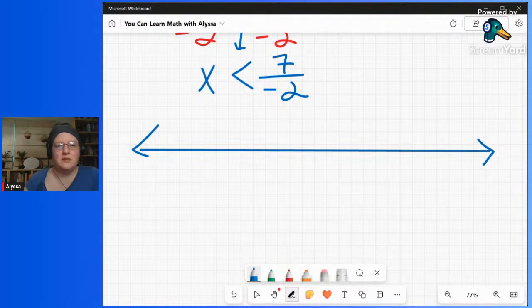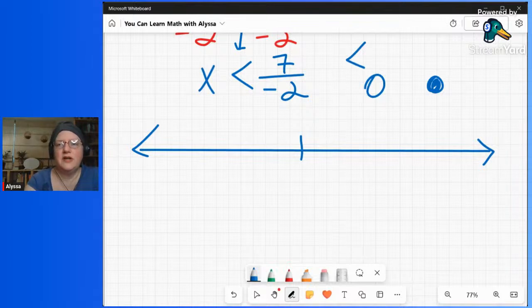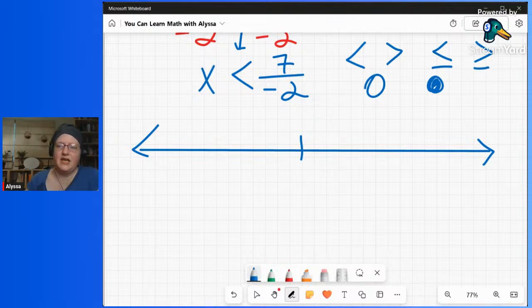So I have our number line here. The one thing to remember when you're graphing inequalities is the difference between an open circle and a closed circle. Open circle, you're going to use when it's a less than or a greater than. Closed, you're going to use with less than or equal to or greater than or equal to. Because the open circle means it does not include that number. The closed circle means it does include that number.